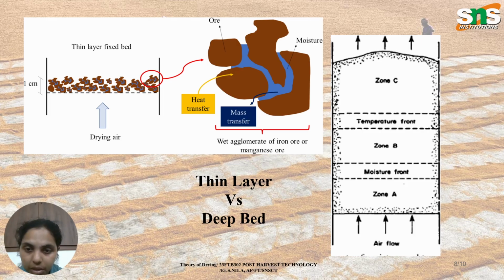So in deep bed, look at the picture at the right side. This is a deep bed where the thickness of the product is so big. It starts from zone A to zone C. Here high volumes of food are dried in the deep bed method of drying.